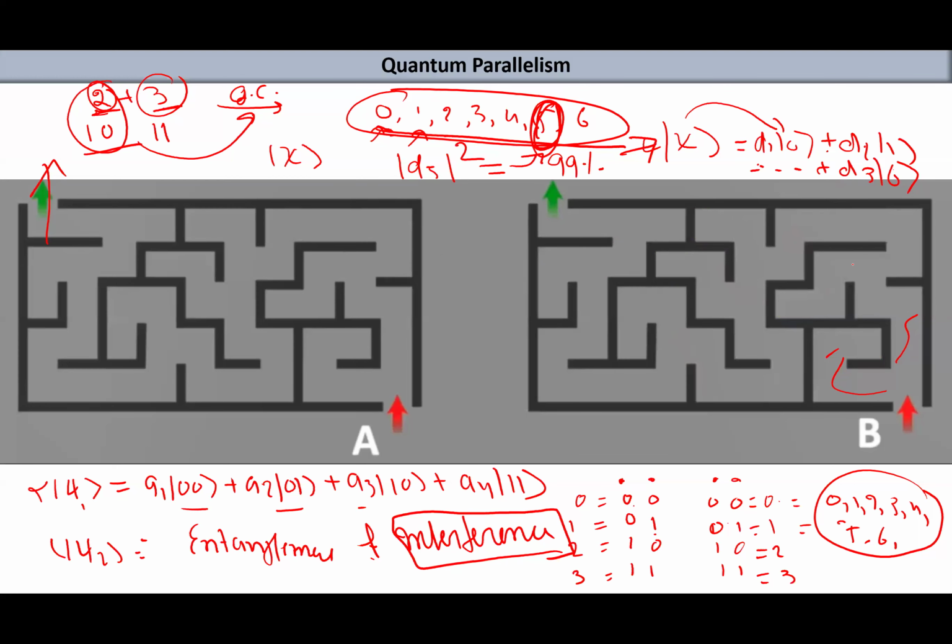And one path will be the correct path also. So for example, here it will try all paths 0, 1, 2, 3, 4, 5, 6, and one answer will be correct. But when you do the measurement, you have to make sure that you get the right answer, and I will tell you how to do the interference to get the right answer. You don't require prior knowledge of the result to amplify the probability of the right result.